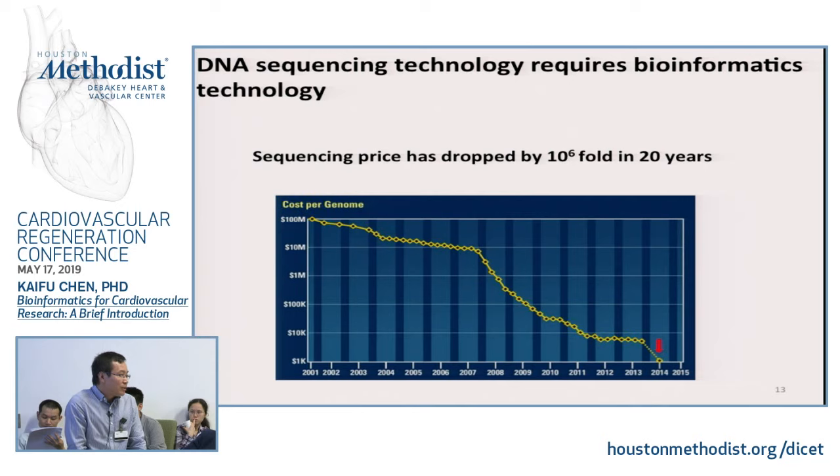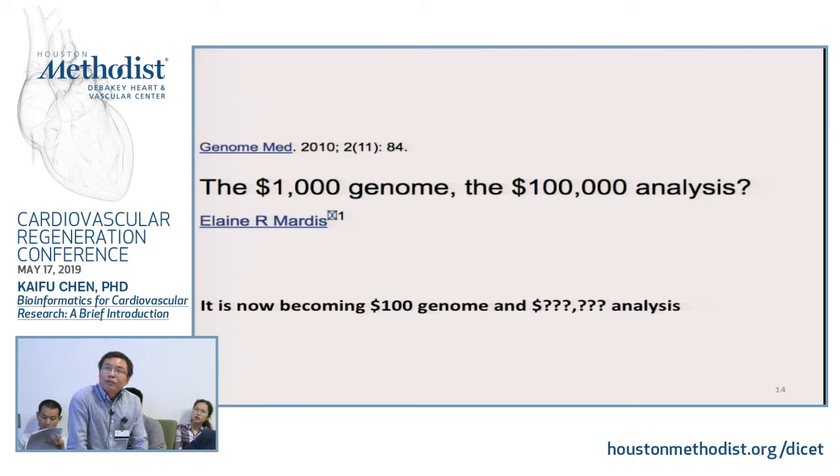What does this mean? This means you can use the same amount of funding to generate 1 million times more data. And actually, I will show you later, it's true. So in 2010, there was one article published in Genome Medicine. The title is the $1,000 genome, and the $100,000 analysis. I'm not sure how this will have changed now, because this was 2010, that's 10 years ago.